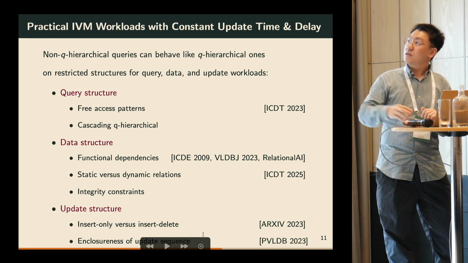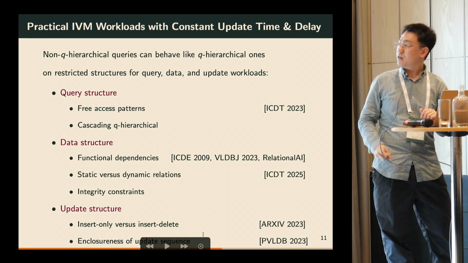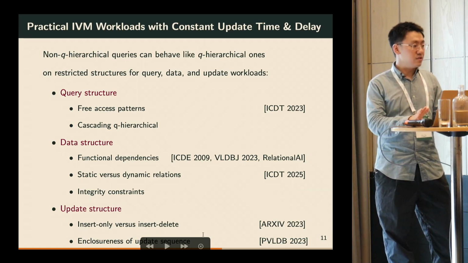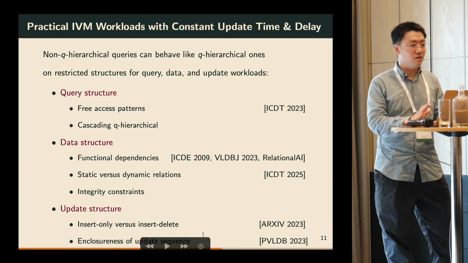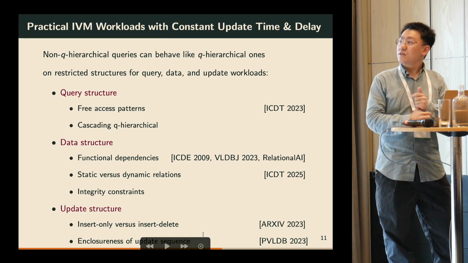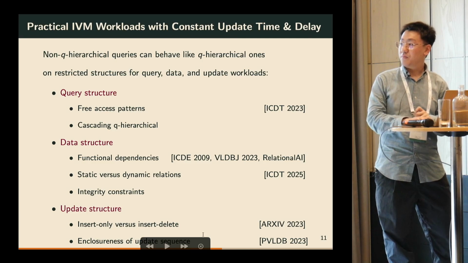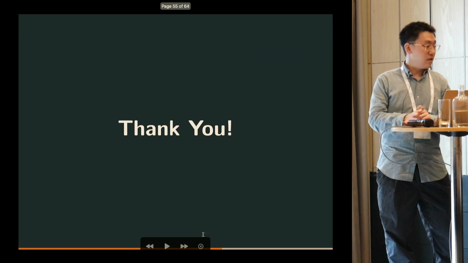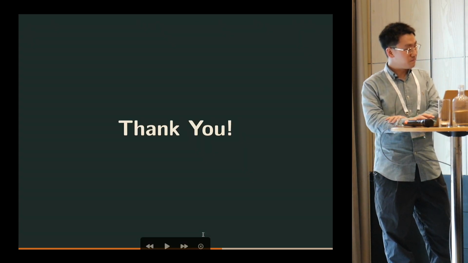So that's about the things we are doing and the results we achieved so far. Q-hierarchical is important because for IVM problems, constant update time and constant enumeration delay are important. And this gives a big picture of what we achieved so far. Okay, that's all. Thank you.